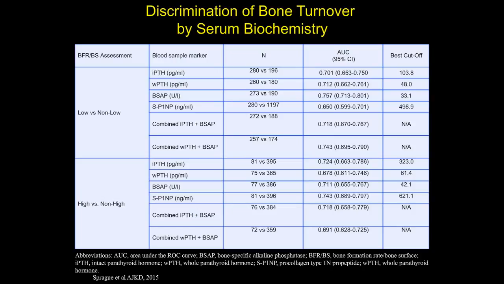And at least here, when we look at all the parathyroid hormone assays and the bone-specific alkaline phosphatase, we do get an area under the curve of at least 0.7. However, according to most statisticians, to be helpful, you really would like to see this at 0.8. And the combination of PTH with bone-specific alkaline phosphatase did not necessarily help.